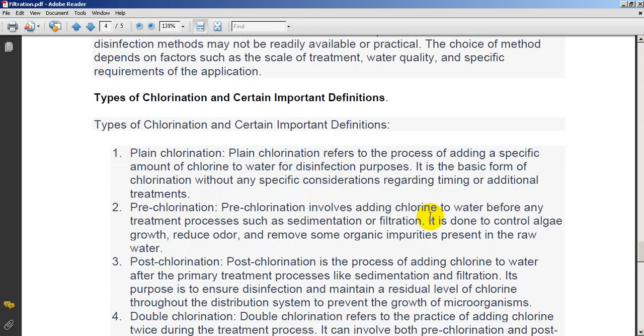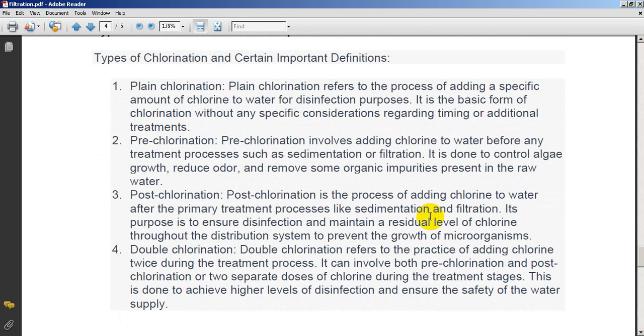2. Pre-chlorination. Pre-chlorination involves adding chlorine to water before any treatment processes such as sedimentation or filtration. It is done to control algae growth, reduce odor, and remove some organic impurities present in the raw water.